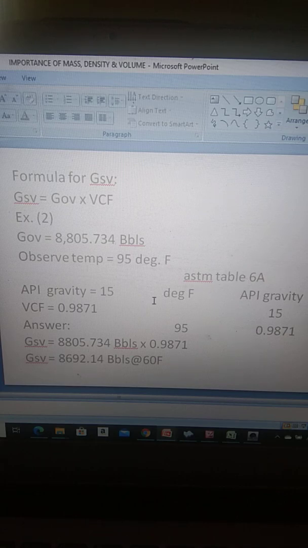So now the answer will be GSV equals 8,805.734 barrels times 0.9871. This is the VCF. So we will get GSV equals 8,692.1 barrels at 60 degrees Fahrenheit. Sometimes they call it net barrels.